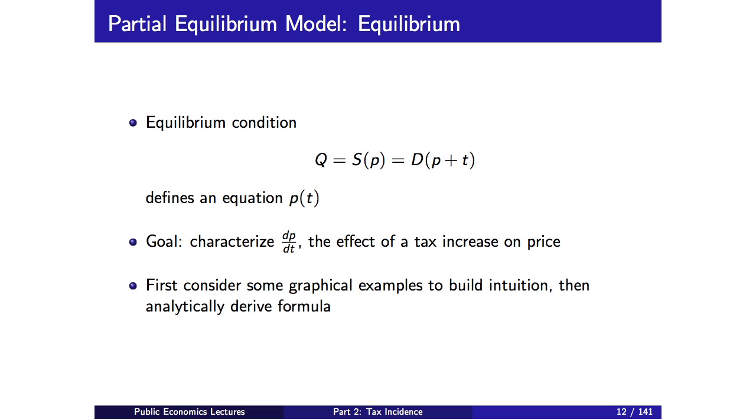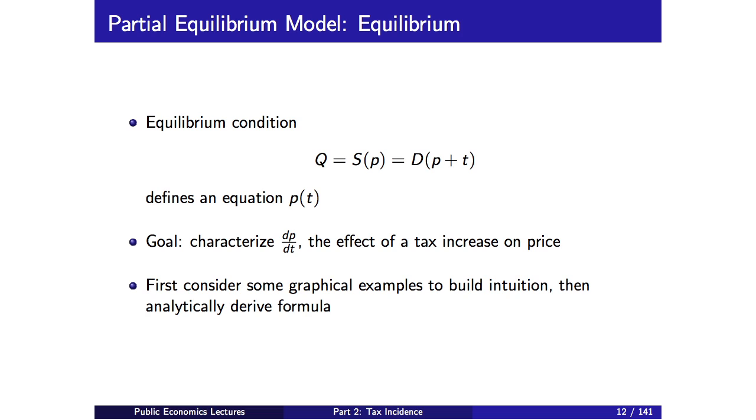Now we have an equilibrium condition, which is market clearing. So the equilibrium quantity has to equal the amount that's supplied at the pre-tax price, which has to equal the amount that is demanded at the tax-inclusive price. Remember that we're assuming that the statutory incidence of the tax falls on the consumer. And that is going to implicitly define an equation, P of T. So if I give you a T, I'm going to be able to solve this model to figure out what the equilibrium price is, right? Because I know what the supply curve is, I know what the demand curve is, and I can solve for the equilibrium price. So there's going to be some function P of T, and the goal of incidence analysis is to characterize dP/dT mathematically. That's the effect of a tax increase on price.